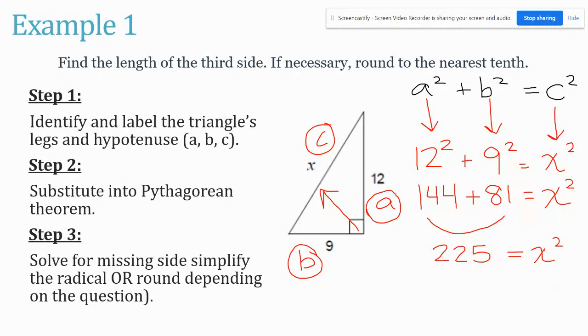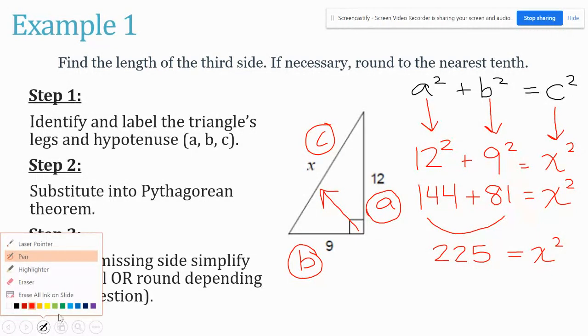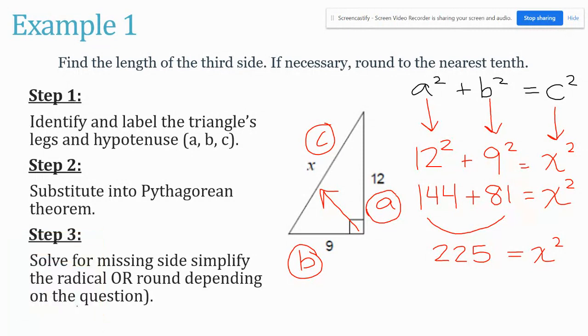So now the goal is to get the X by itself. The X is not by itself because it still has this squared here. So hopefully you remember the opposite of squaring something is finding the square root. So what we do to one side of the equal sign, we have to do to the other. So to get rid of this squared, we're going to have to square root both sides of this equation. When we do that, the square root and the squared cancel out. So we're just left with X. That's the whole point of this. We want to get rid of that squared. We want the X to be by itself. So to cancel that out, you have to square root both sides.